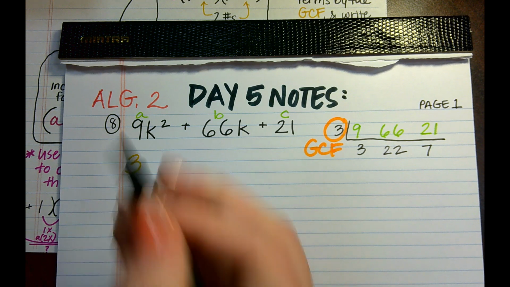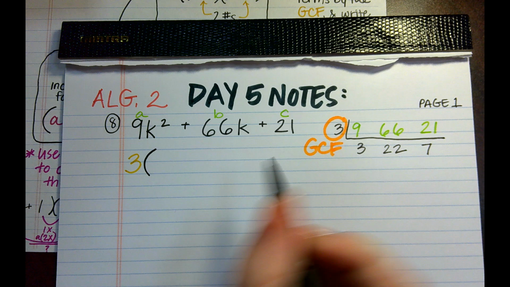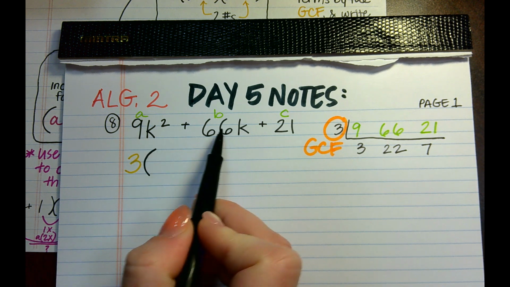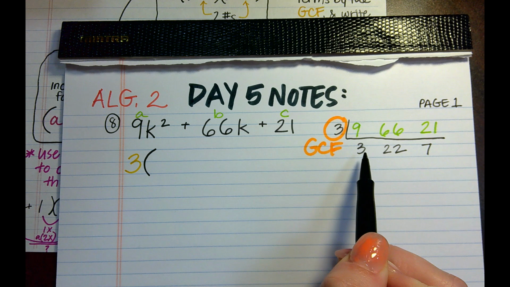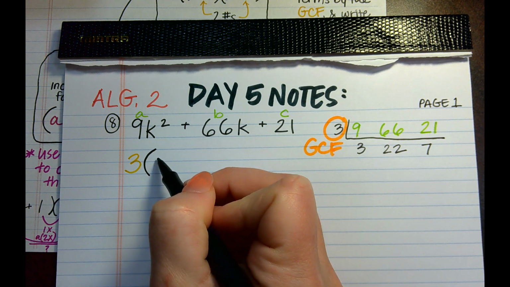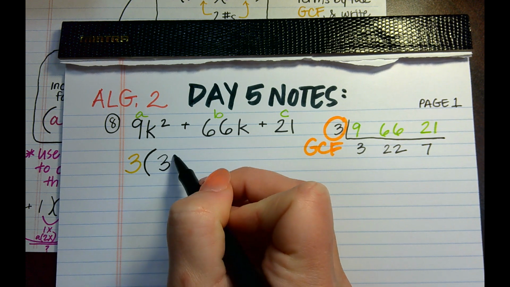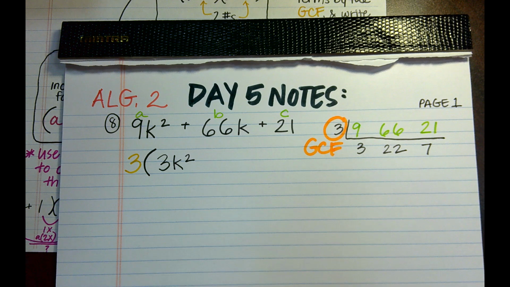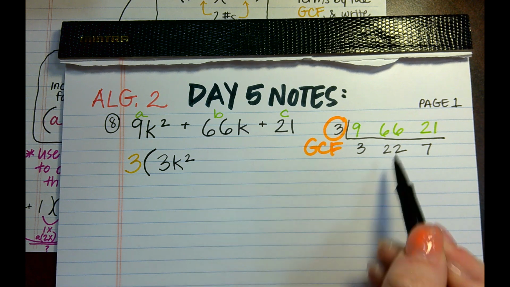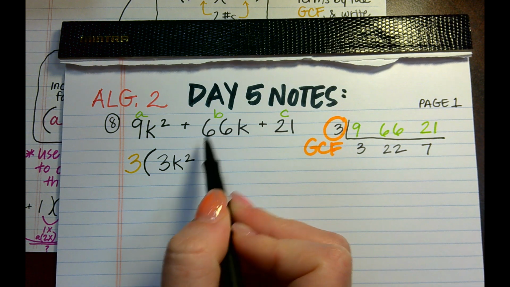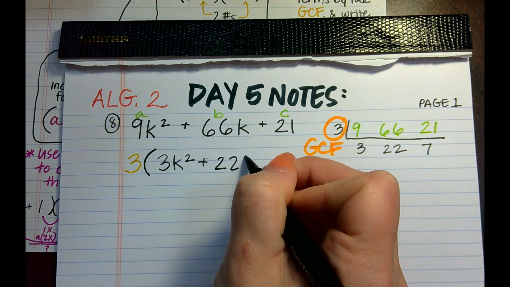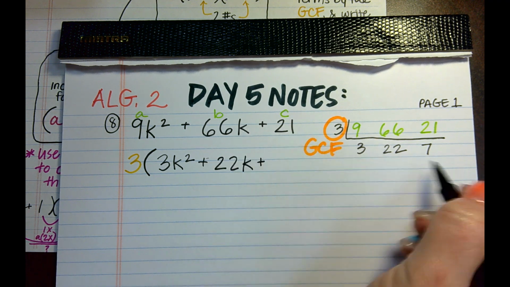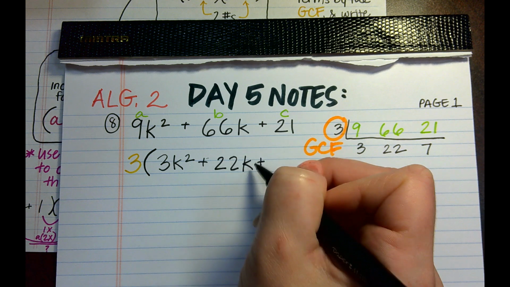And in parentheses, we're going to write our reduced quadratic. 9 turned into 3. So our first term would be 3k squared. 66 was reduced to 22. So now I have plus 22k. 21 was reduced to 7. So now I have plus 7.